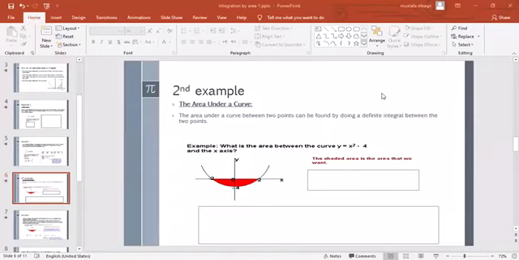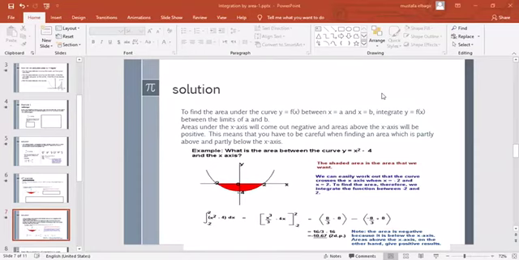The second question is the area under a curve. This is the second example. The area under a curve between two points can be found by doing a definite integral between the two points. Example: what is the area between the curve y equals x squared minus 4 and the x-axis? The shaded area is the area that we want.